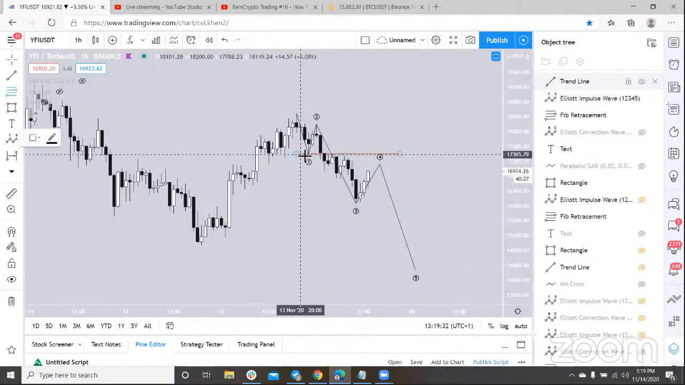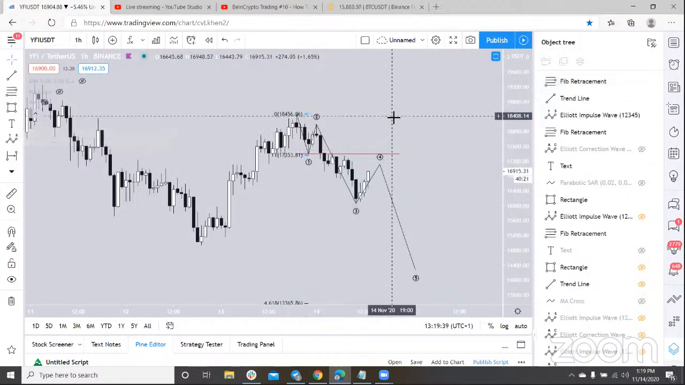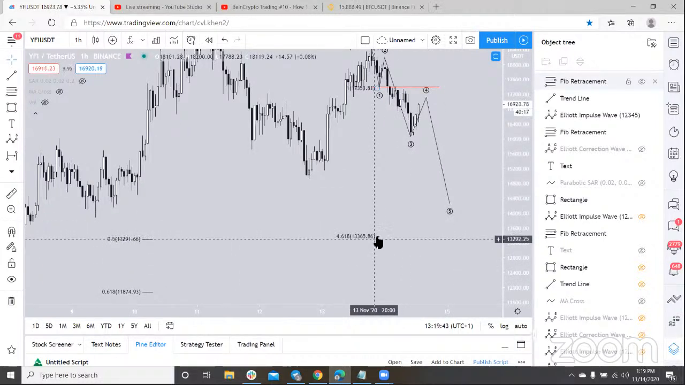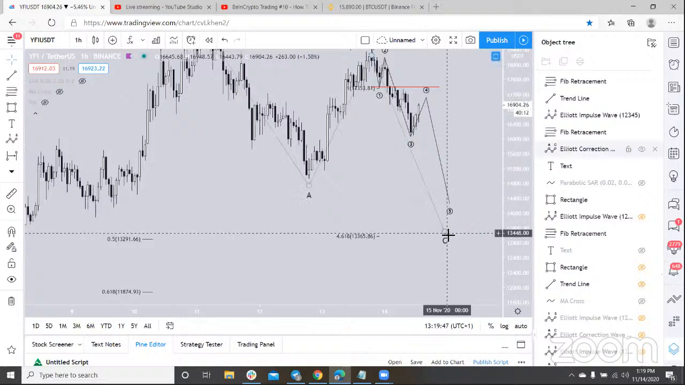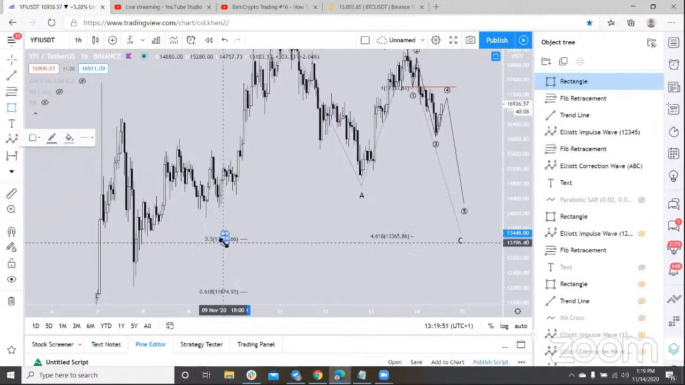Alternatively, you can use a fib extension here. And the 4.618 is at exactly the 0.5. So considering that the ABC projection also gave a similar target, this right here would be your target for the move.